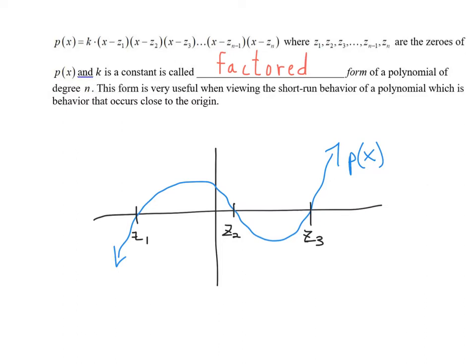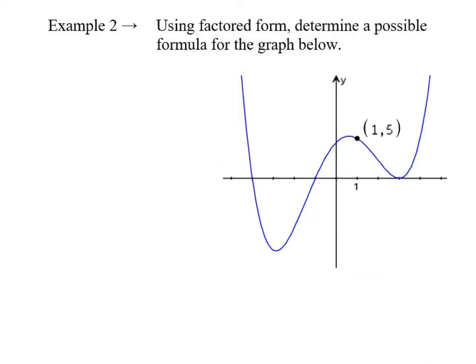All right. Of course, this form is very useful when looking at what we call short-run behavior, which is talking about what's happening with zeros and x-intercepts close to the origin. All right, so see what you can do with this one here. You have 3 zeros that you should be able to see. Each of these units on the x-axis is 1. And then you also want to make sure that your function does go through the point (1, 5). Pause the video and give this a try.